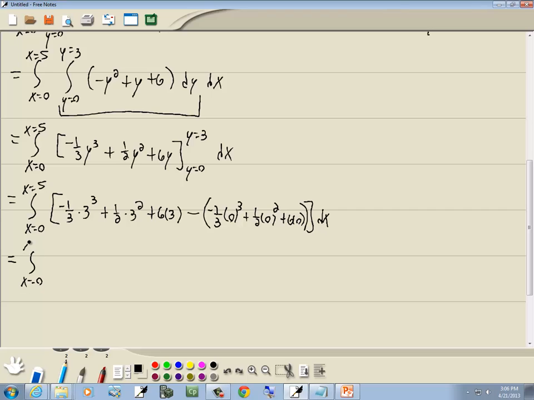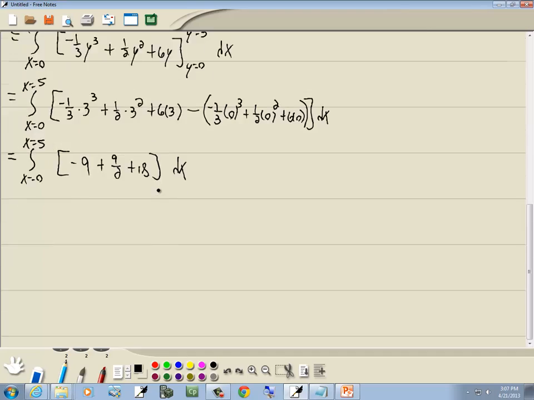And we got x equals 0 to x equals 5. 3 to the third is 27, divided by 3 is 9, so that's negative 9. 3 squared is 9, times 1/2 is 9 halves. 6 times 3 is 18. Which simplifies. X equals 0 to x equals 5. 18 minus 9 is 9, plus 9 halves, dx. This is actually a mixed number. 9 times 2 is 18, plus 9 is 27, so it's 27 halves. And I'll go ahead and move it out in front. X equals 0 to x equals 5 of dx.